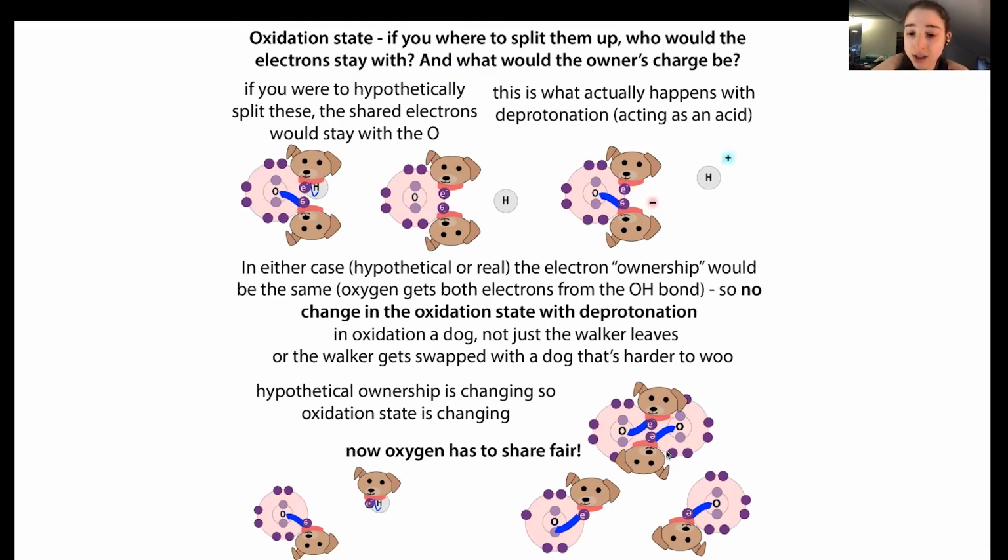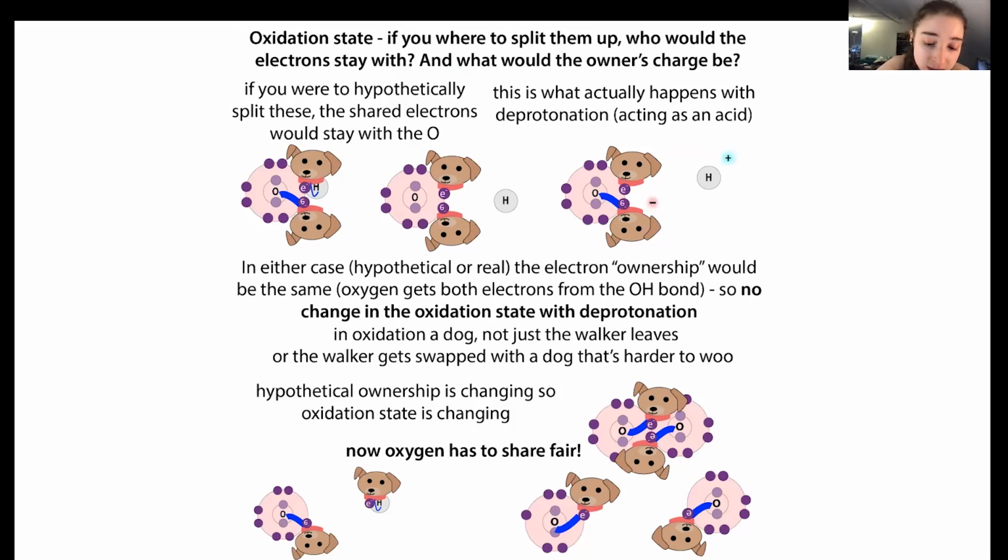And if an oxygen is bound to another oxygen, usually when oxygen is forming bonds to things, it gets to keep the shared electrons. But when it's bound to another oxygen, now they have the same strength of wooing the dogs, and so the oxygen has to share fairly, and so the oxygen can get oxidized.